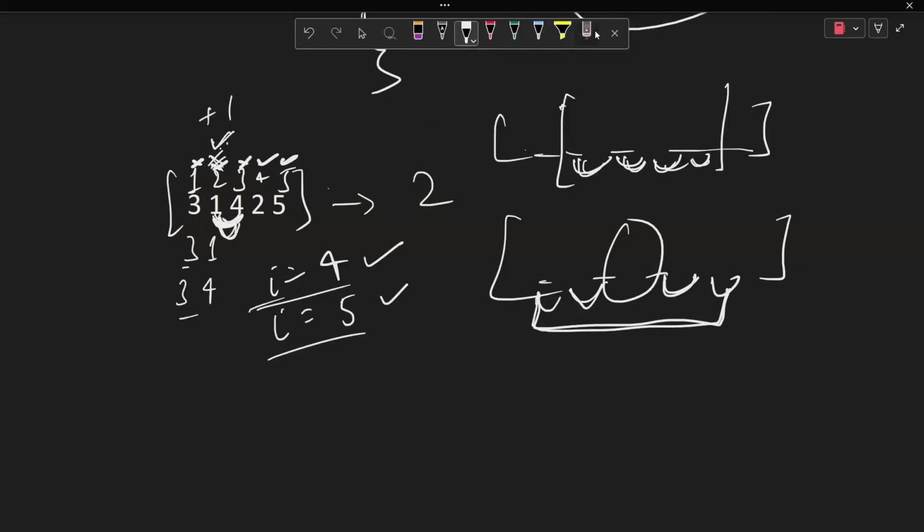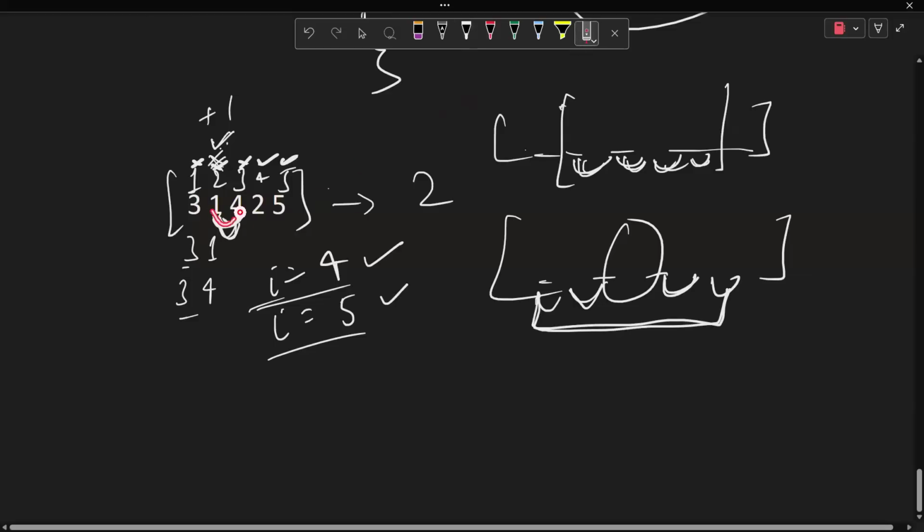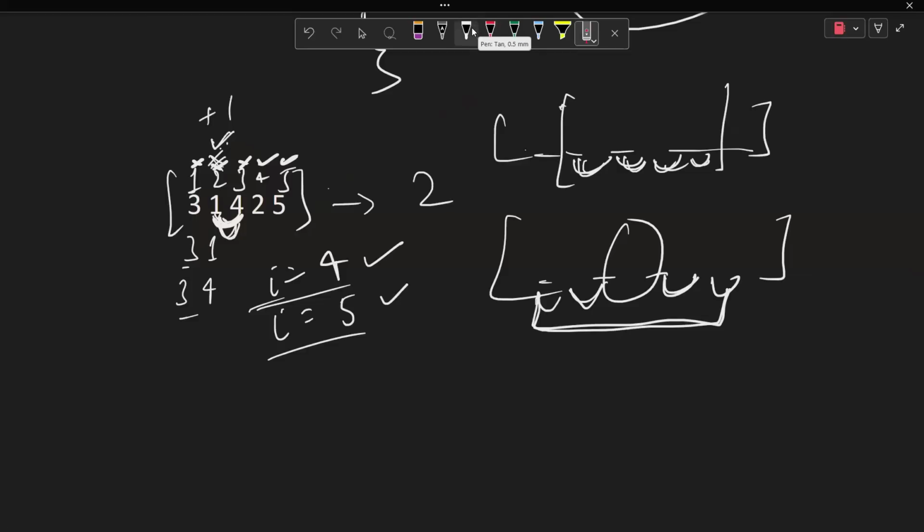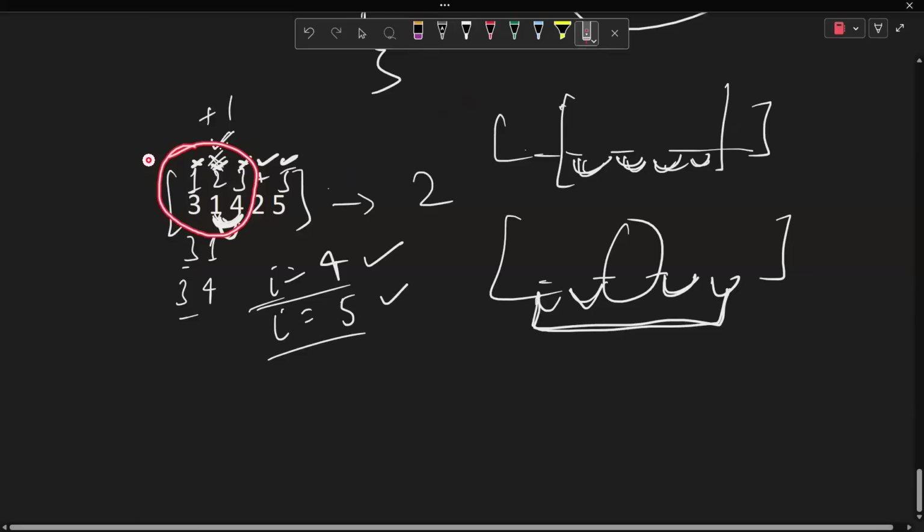Now let's check if we are performing an operation in this, what would happen for i equal to 3. For the check of i equal to 3, is this a valid permutation?